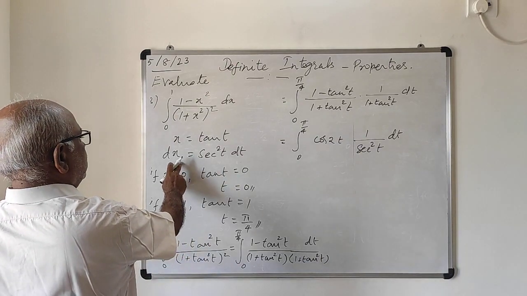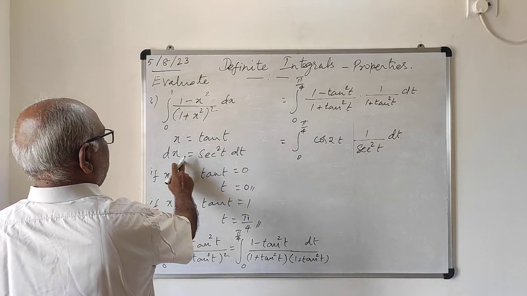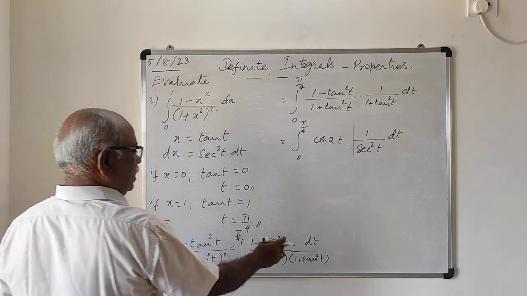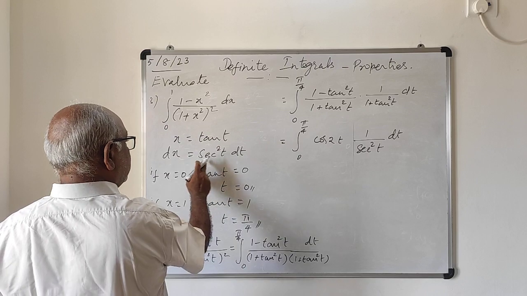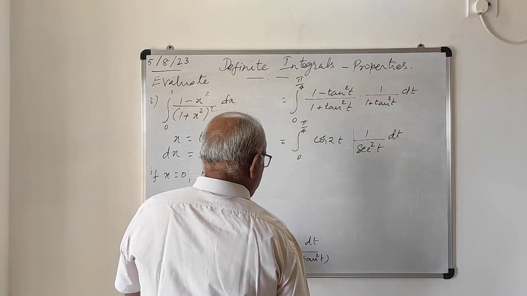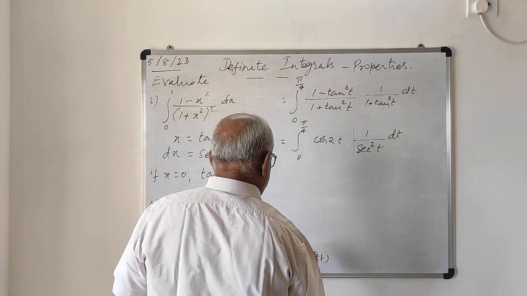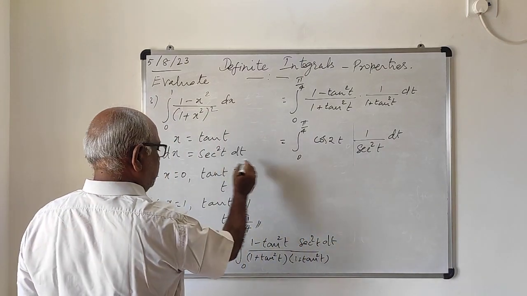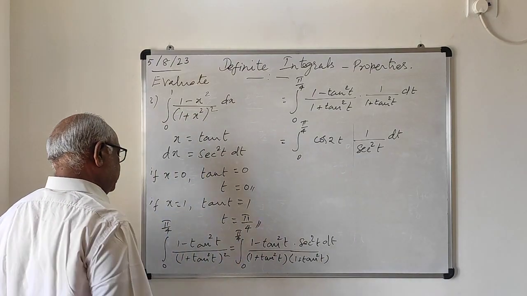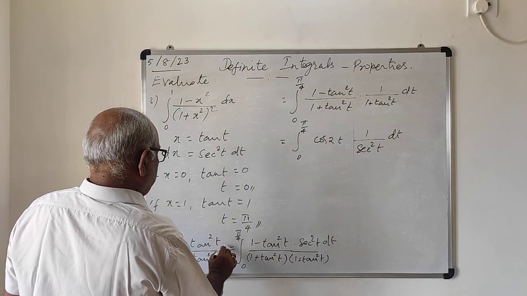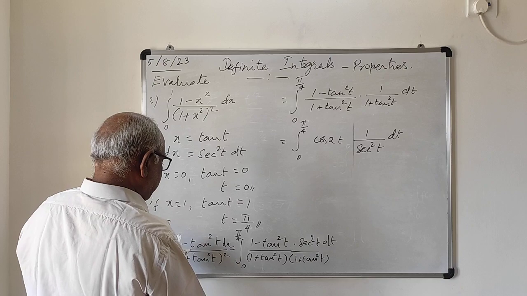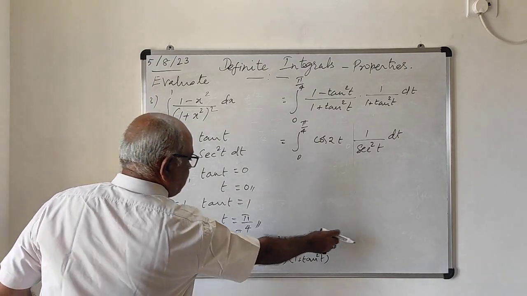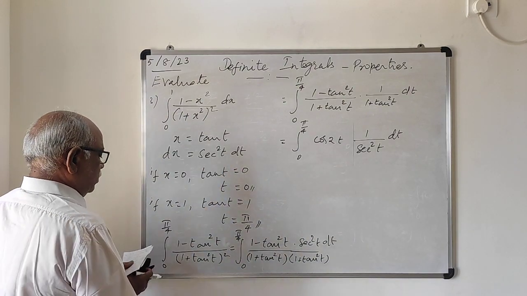What is dt? Here dx is secant square t dt. You are not supposed to write simply dt. It is secant square t dt because dx is secant square t dt. So you will get secant square t dt here, since dx is replaced by secant square t dt.